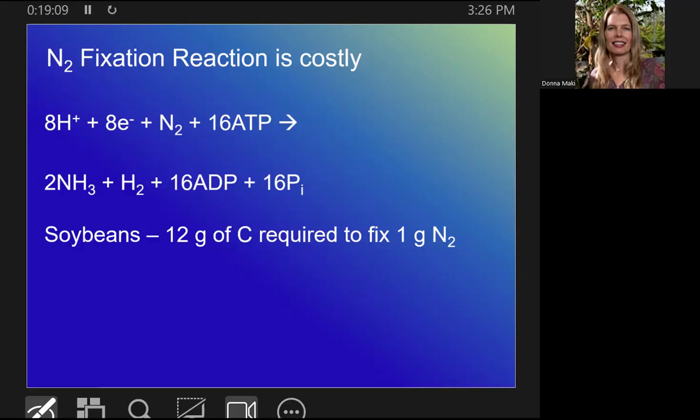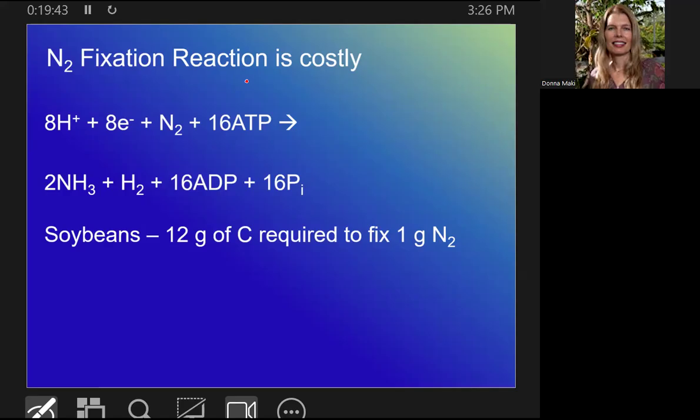It costs the bacteria 16 ATP to run this reaction, and the plant has to feed the bacteria in order to get this to happen. So they're both investing in it, but the payoff is worth it. So nitrogen fixation, we'll talk a little bit more about this. As I said, when we get toward the end of the semester, we'll look at the future of agriculture and forestry and the idea of what they're trying to do with the microbes and nitrogen fixation.